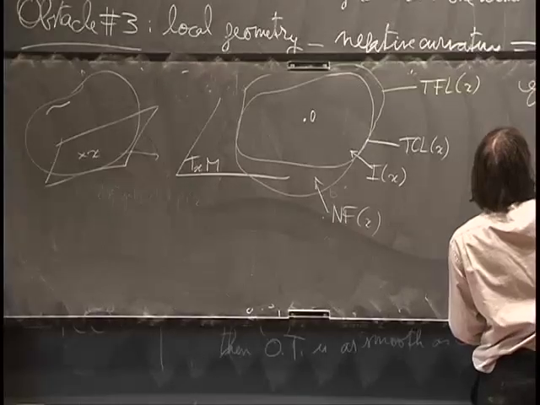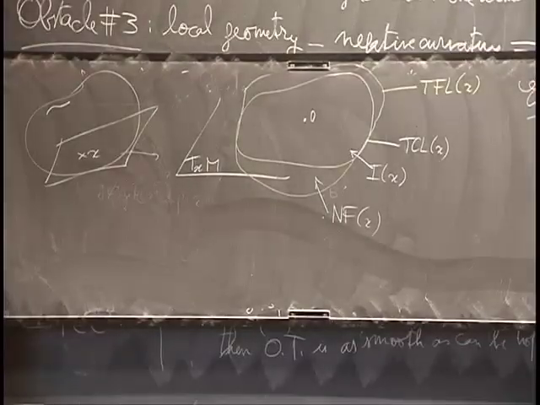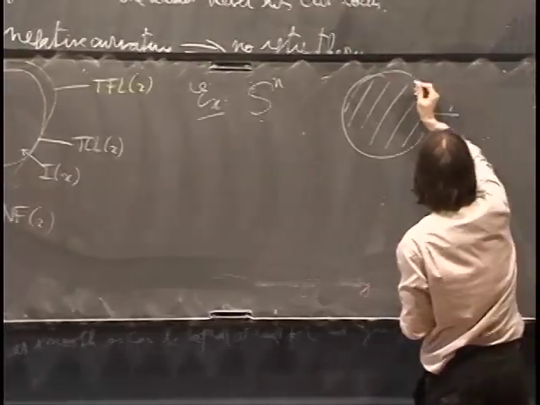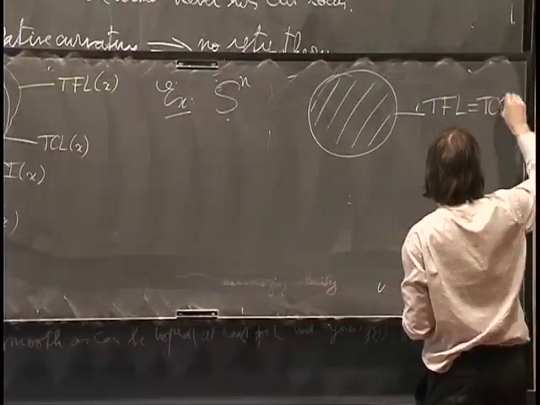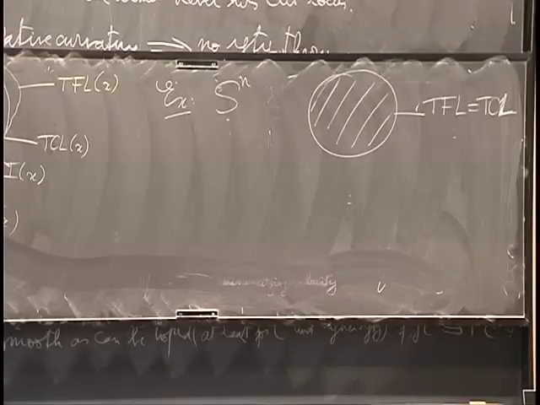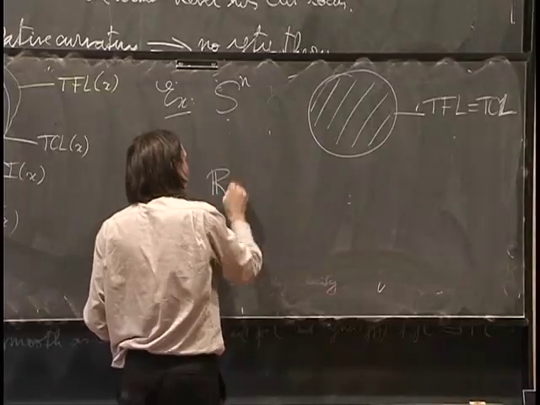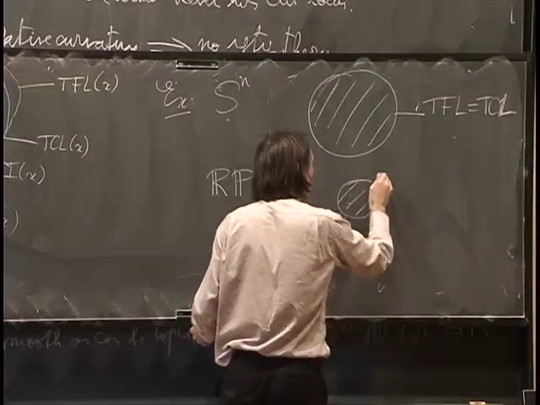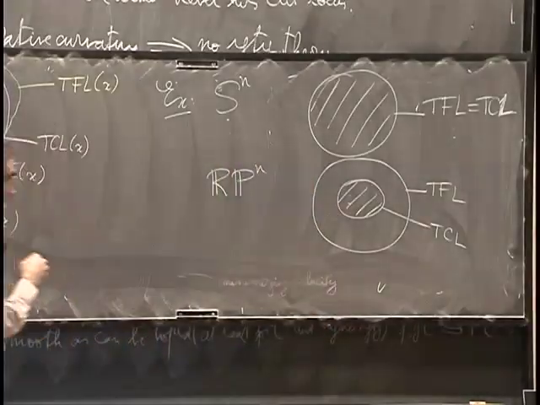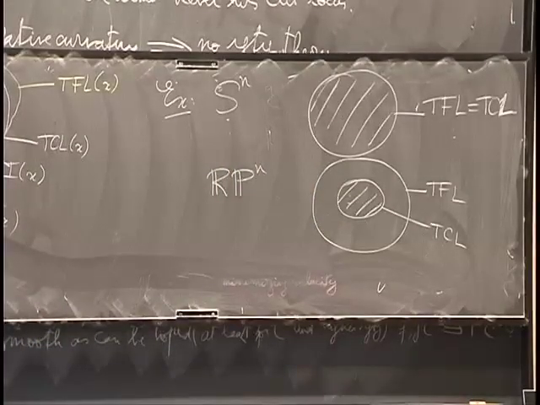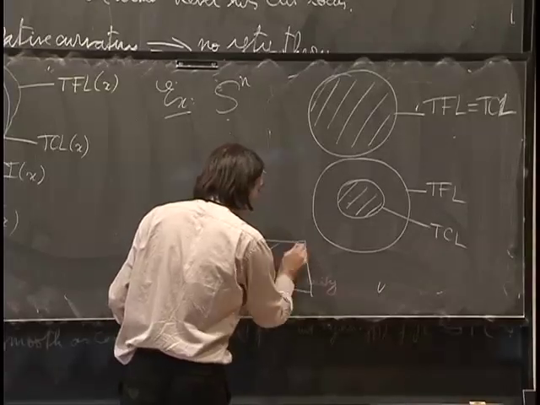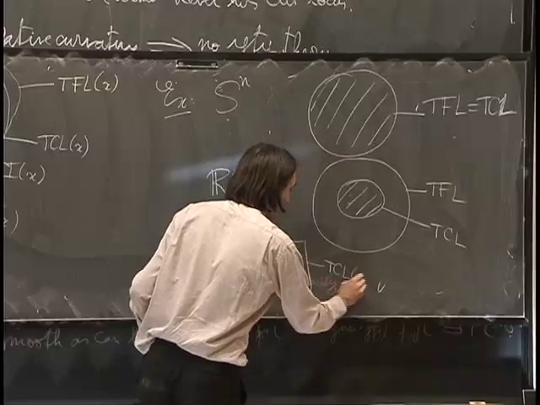So basic examples. For the sphere, this is the picture, of course. This is the injectivity domain. It's a ball. This is the figure drawn in the tangent space. And the focal locus is equal to the cut locus. Focalization occurs exactly at the cut locus. For real projective space, it's like this. This is the injectivity domain. And that's the focal domain. It is away. For the torus, well, the injectivity domain reproduces a torus. So this is the tangent cut locus. And there is no focal locus.